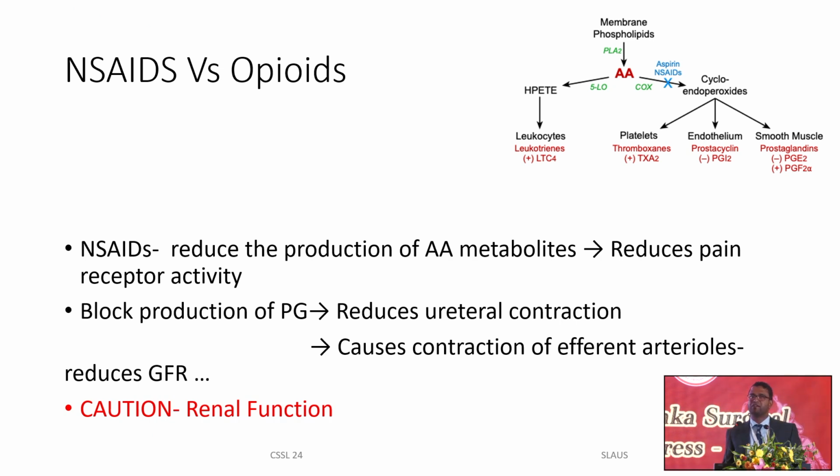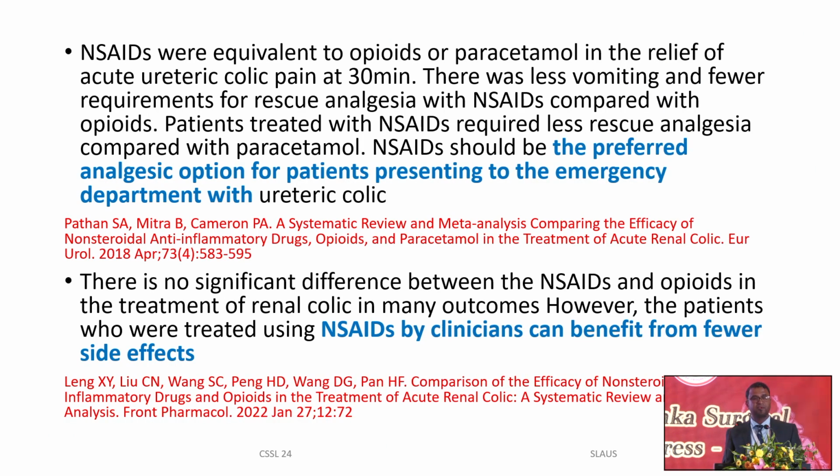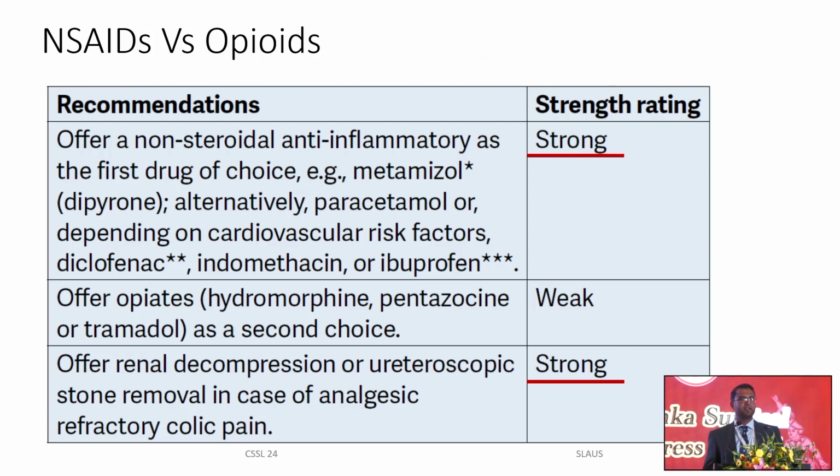But caution, we should always consider the renal function. If the renal function is poor, there we should not use NSAIDs. What do the EAU guidelines say? Strong recommendation to use NSAIDs, weak recommendation to use opioids, and if the pain is not responding to both, we need to address the stone, either decompression or ureteroscopic stone removal.